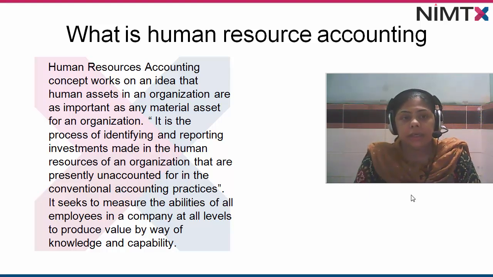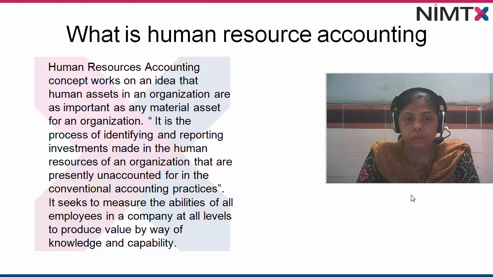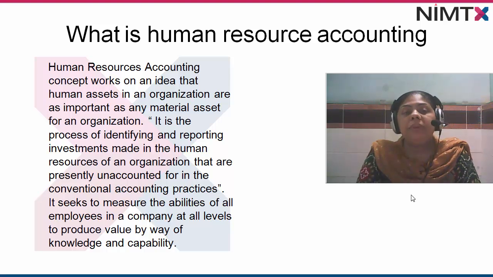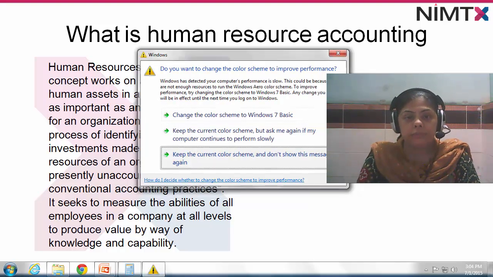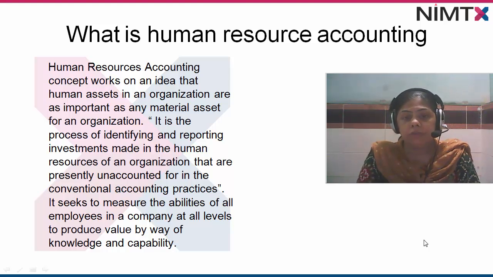It works on an idea that human assets in an organization are as important as any material asset for an organization. It is the process of identifying and reporting investments made in the human resources of an organization that are presently unaccounted for in the conventional accounting practices. So previously, when the organizations employed human resource, the employees, it was a cost. Previously, it was taken as a cost to the organization.